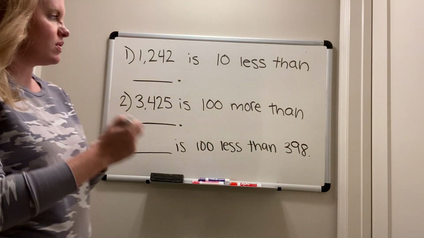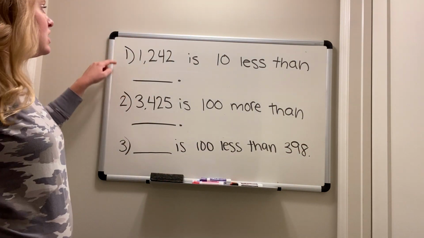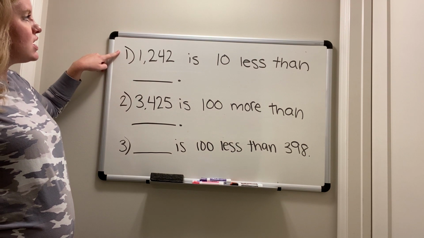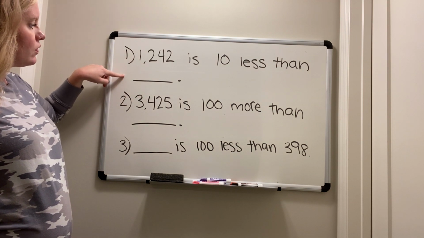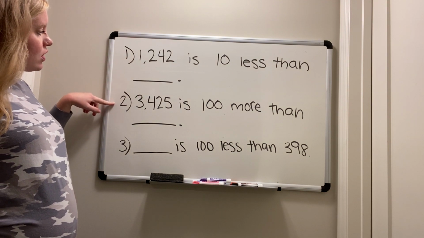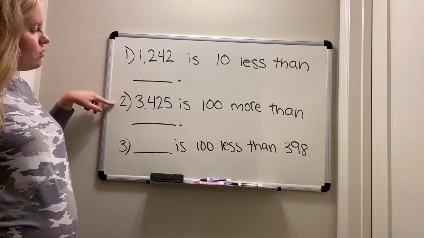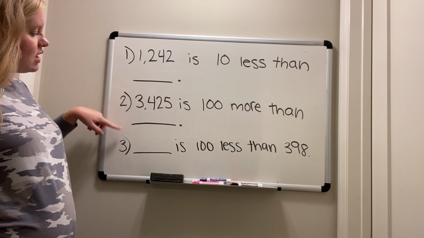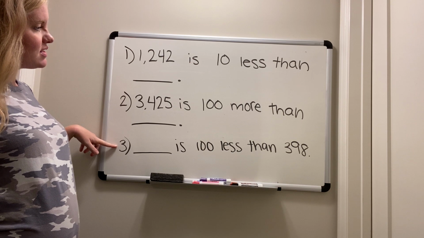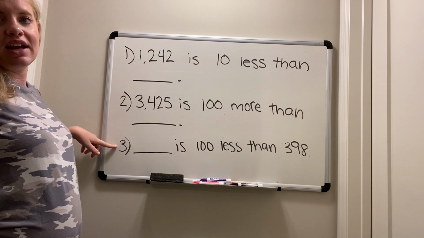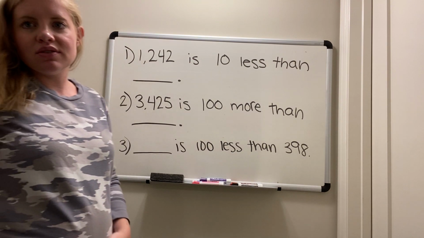Okay, our first problem that you are going to try on your own is 1,242 is 10 less than what? 3,425 is 100 more than what? Blank is 100 less than 398. Go ahead, pause your device.